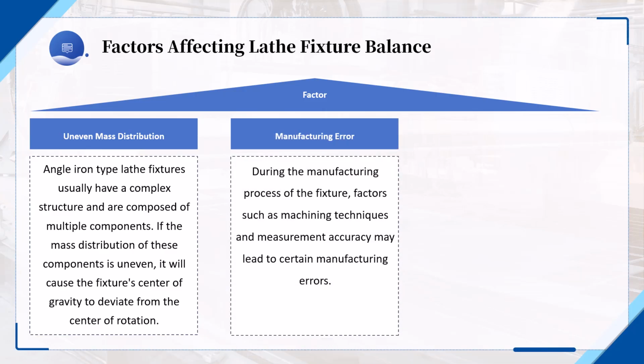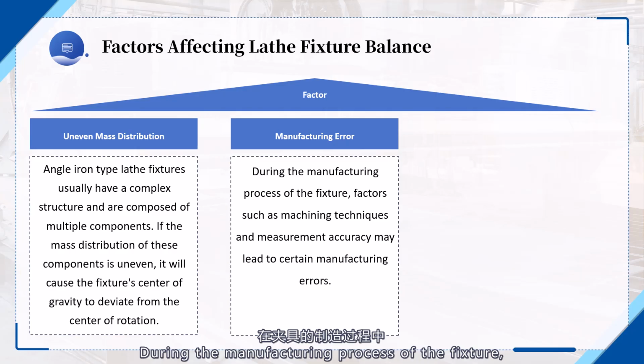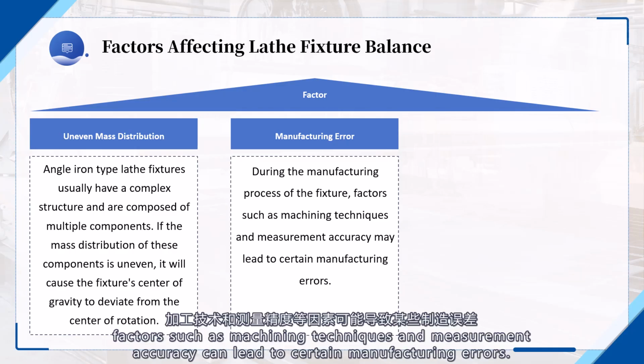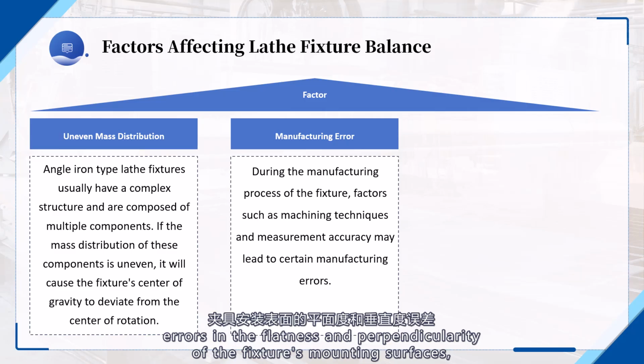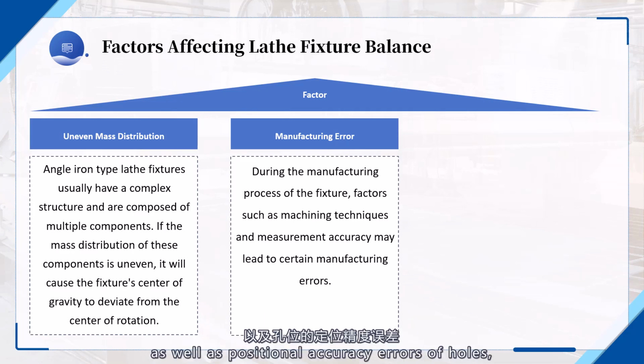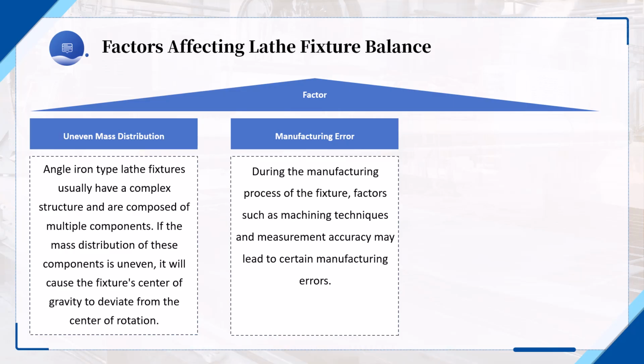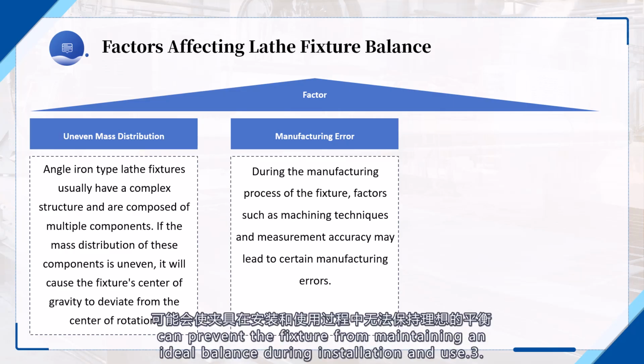2. Manufacturing errors. During the manufacturing process of the fixture, factors such as machining techniques and measurement accuracy can lead to certain manufacturing errors. For example, errors in the flatness and perpendicularity of the fixture's mounting surfaces, as well as positional accuracy errors of holes, can prevent the fixture from maintaining an ideal balance during installation and use.